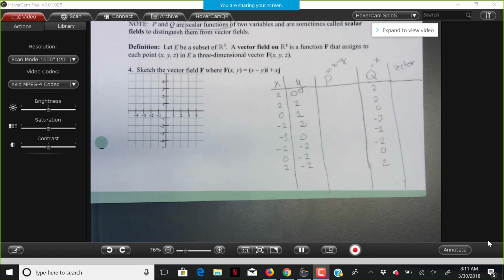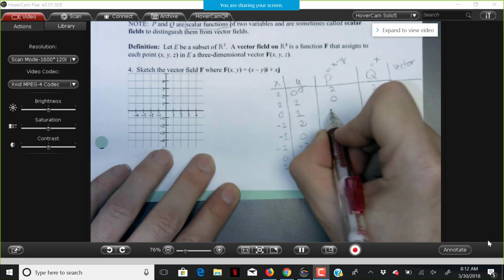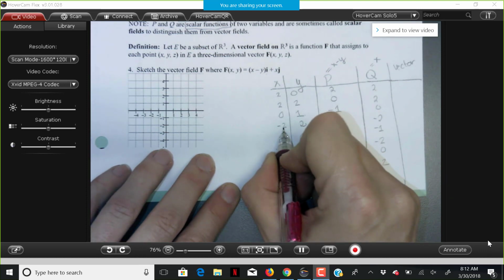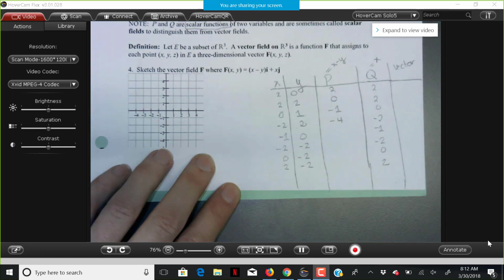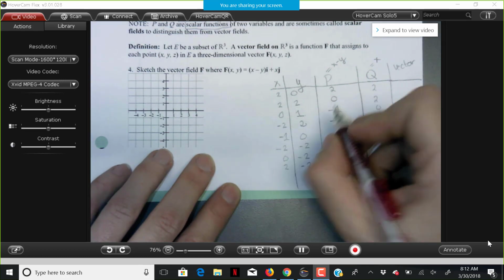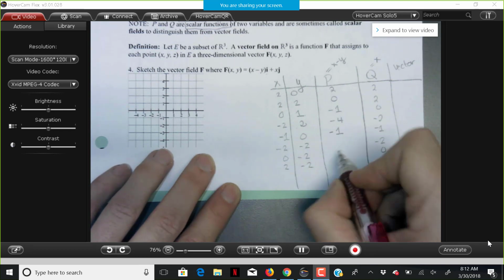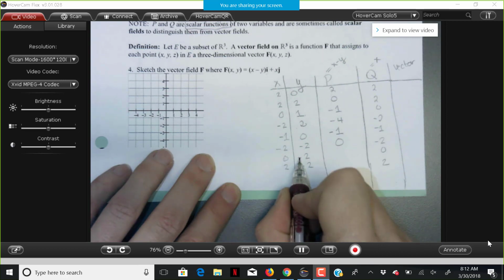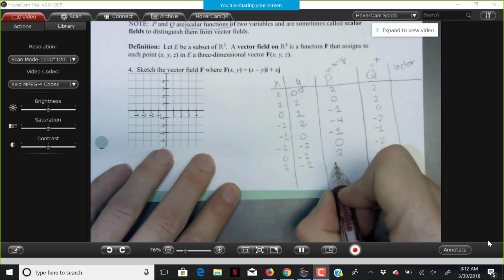Okay, so now the P. So what would the top one be? And then the second one, 0, and then 0 minus 1. Negative 2 minus 2 would be negative 4. Negative 1 minus 0. Negative 2 minus negative 2. 0 minus negative 2. And 2 minus negative 2.